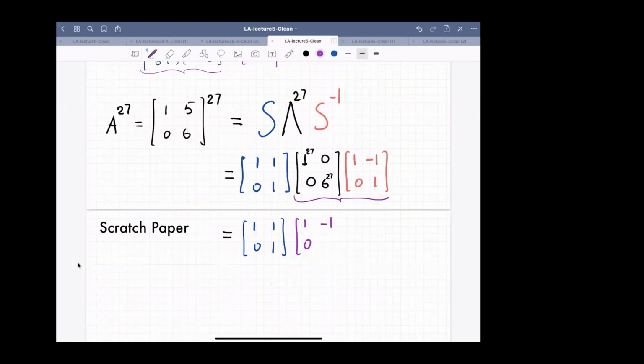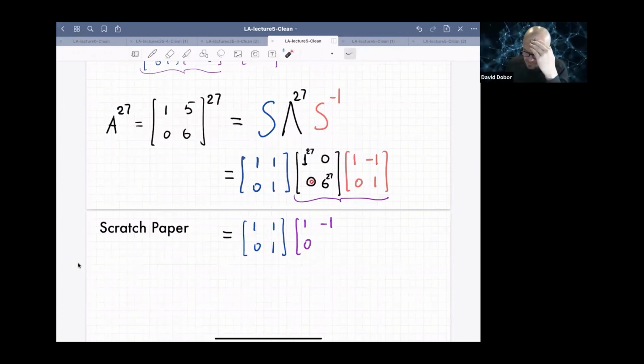Yep. Okay, so that was the mistake. So I put it in the wrong place. And here, what do I have? 6 to the 27th? Yeah, it's still. Okay, great. I just said it backwards.